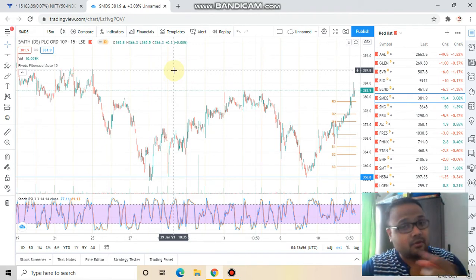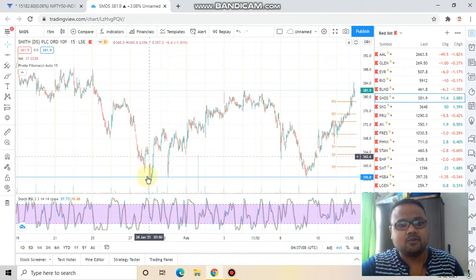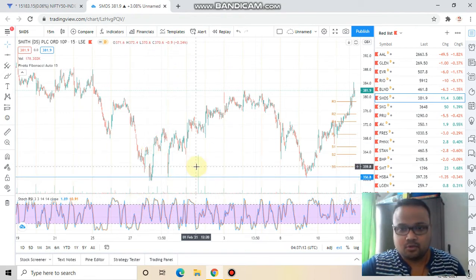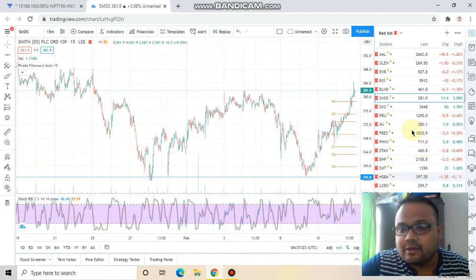If there is a breakout from that level, you can go long according to your own strategy. Everyone has a strategy. And if it shows some reversal, then yes, you can short the market. And if it goes down, there is a good support available at 356.8. So if it comes down today or next week, you can go long at this level if it shows some reversal sign.